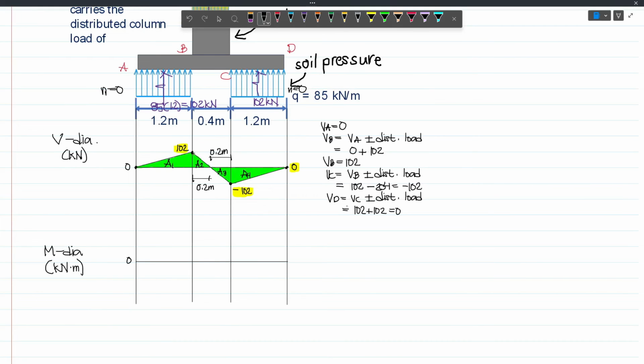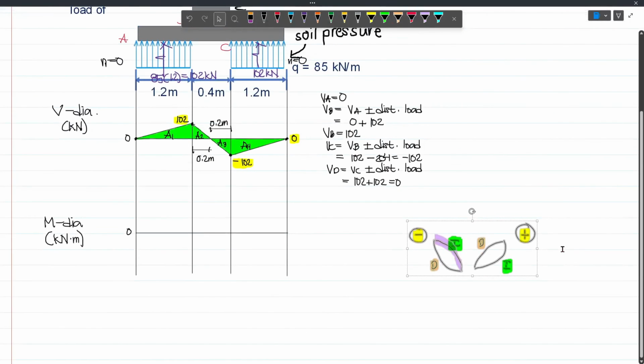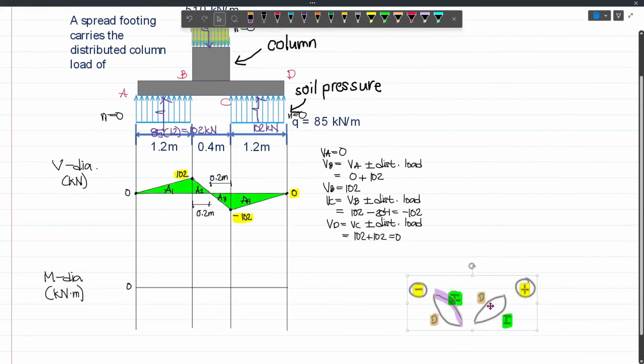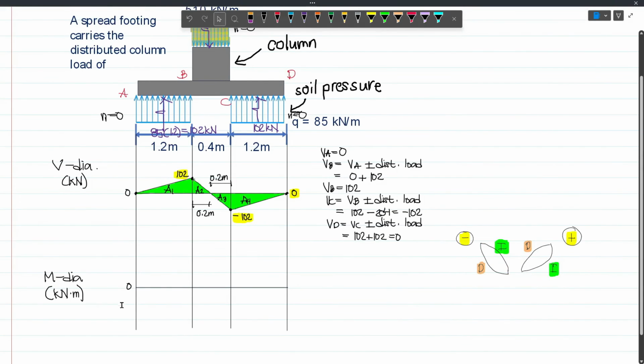We will now solve the moment values. For the sake of the discussion, I will just copy the leaf. This is our leaf, so that we can directly know what our connecting lines are.